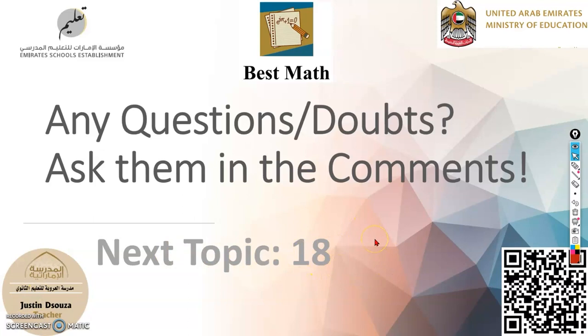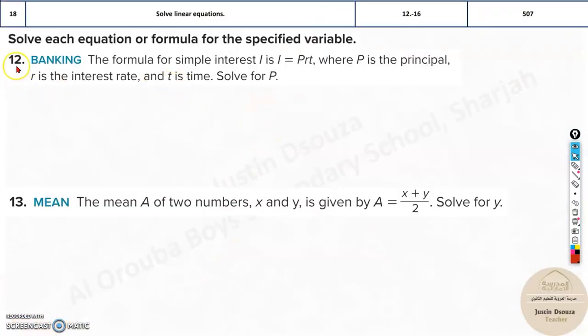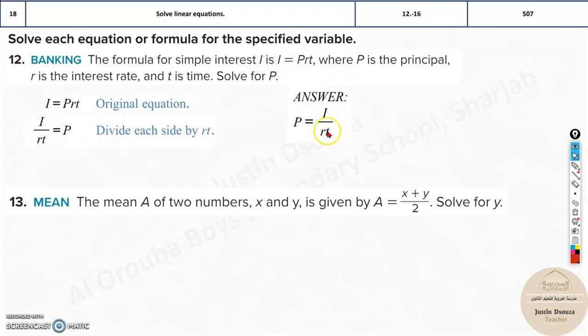Topic number 18 is another simple topic where we have to solve linear equations. Here you have a problem, that is to solve the formula for simple interest. They have given the formula for simple interest I equals PRT, that is principal, rate of interest, and time. Now you need to solve for principal P. All you need to do is rearrange, take R and T to the other side. It will be I divided by RT is equal to P. That's it. This is the answer.